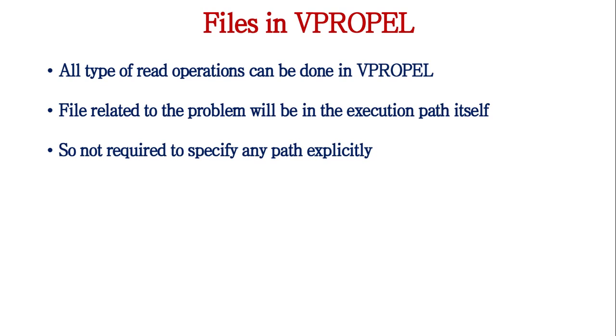So how you can work with files in VPROPEL is that all types of read operations can be done in all the languages supported by VPROPEL. What I mean here is C, C++, Python and Java. In all 4 cases you can do the read operations. Whatever is supported in the language is possible. And the file related to the problem will be in the execution path itself, so it is not required to specify any path explicitly when you open it, right?